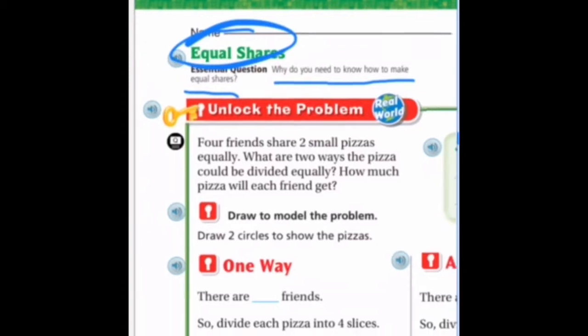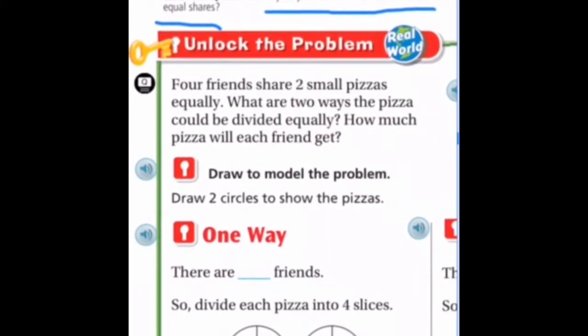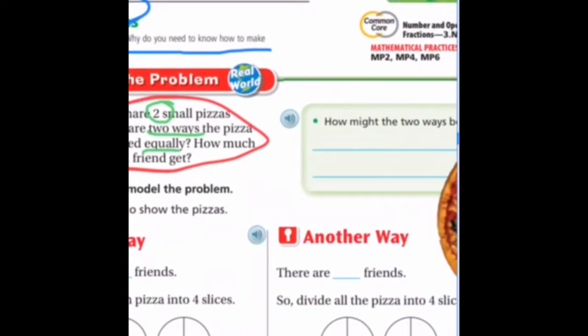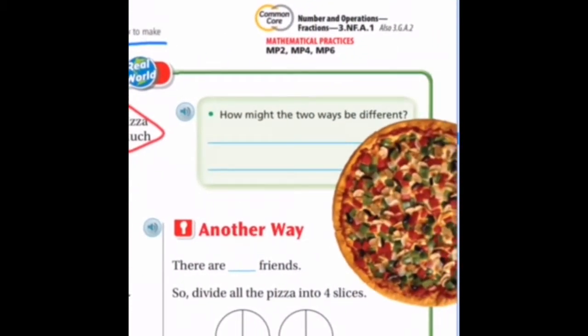Alright, unlock the problem. It says, 4 friends share 2 small pizzas equally. What are 2 ways the pizza could be divided equally? How much pizza will each friend get? Okay, how might the 2 ways be different?